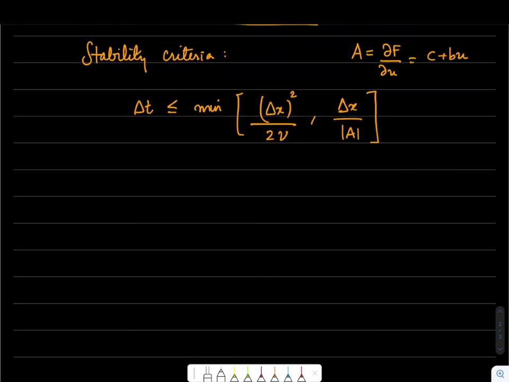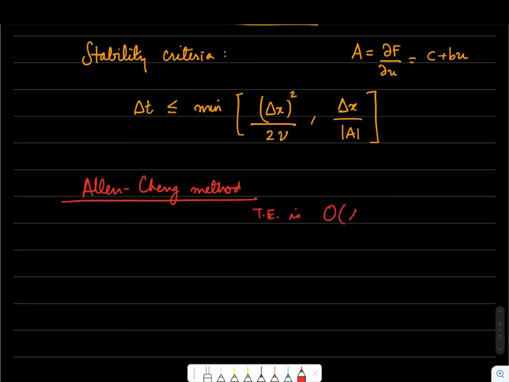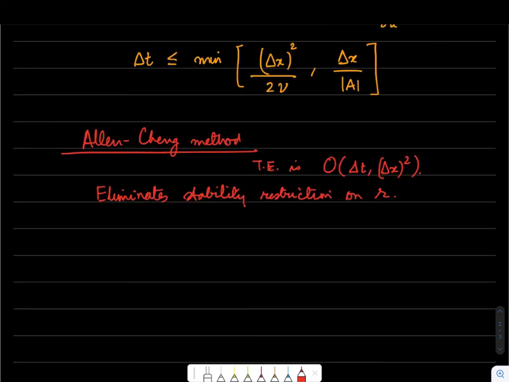The next scheme that I want to discuss is the Allen-Cheng method, and this has a truncation error of delta t delta x square as well, but it is a modification of the Brailovskaya scheme, and it eliminates stability restrictions on R. So how does it do this? It again has two steps.